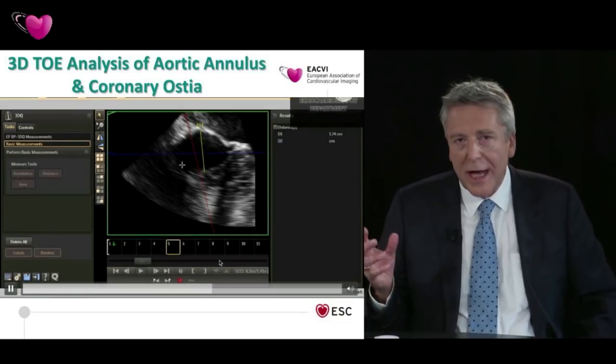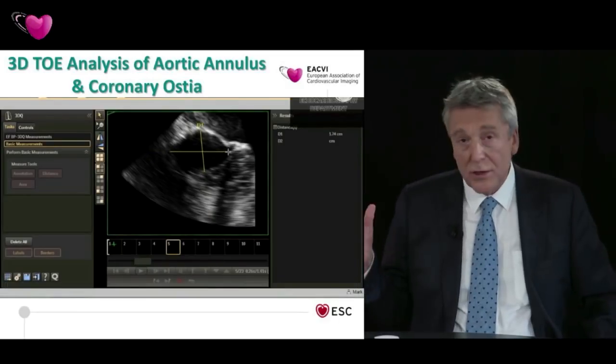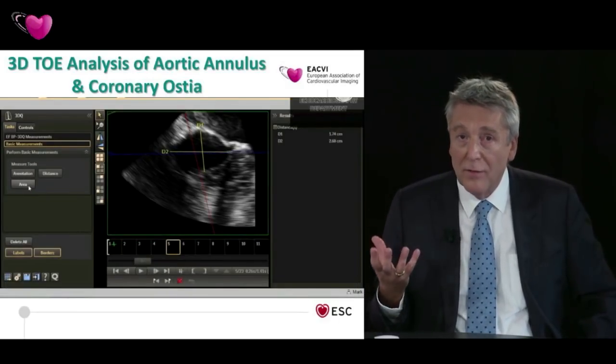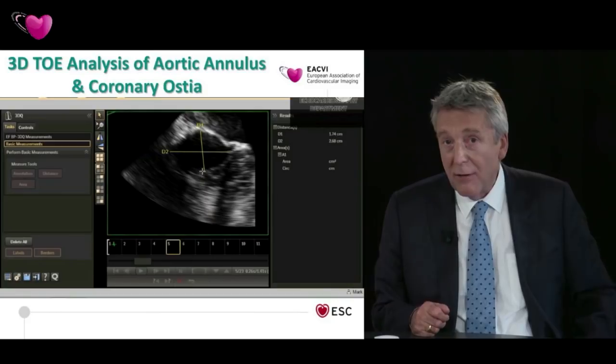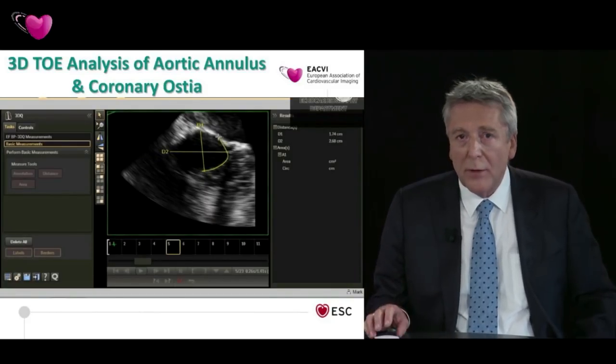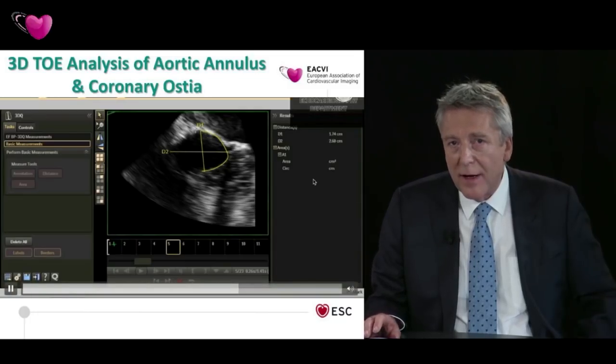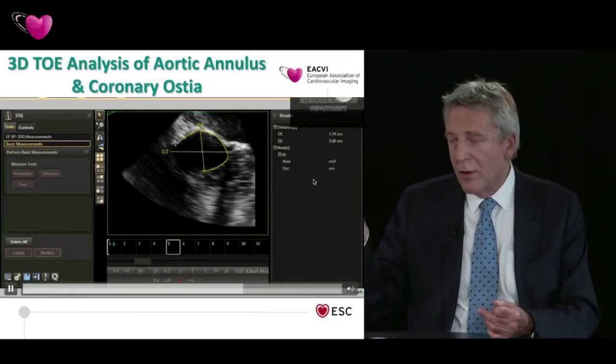And I like to do that because just by looking at the ratio of the two of them, that gives us an idea of how oval it is. And indeed, you can see how oval this particular annulus is. And then when we trace it out, what we're going to end up with is a measurement of both the area and also the perimeter, or the circumference.